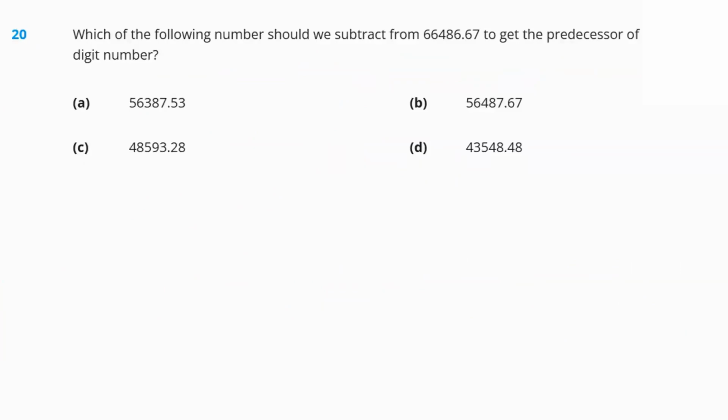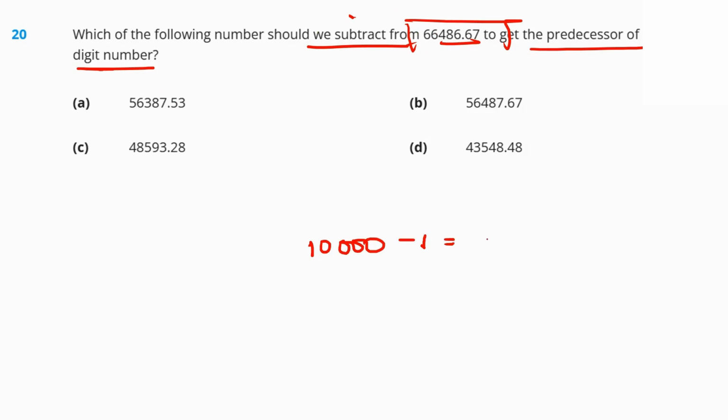Next question number 20. Which of the following numbers should we subtract from this to get the predecessor of the smallest 5-digit number? What's the smallest 5-digit number? The smallest 5-digit number is 10,000. If we need the predecessor of that, that's nothing but the largest 4-digit number, 9,999. So what should we subtract from this to get the predecessor of this? What we have to do? We have to subtract both the numbers.